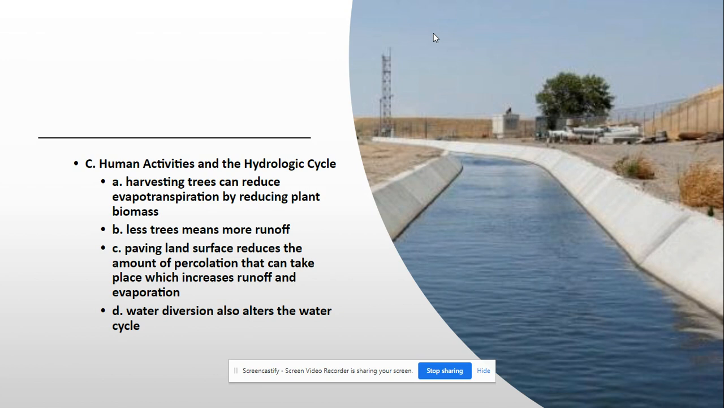Paving land surfaces that are impermeable reduces the amount of percolation, so the movement of water through soil. Also, water diversion, so diverting the flow of streams or rivers, can also alter the water cycle in that given ecosystem.